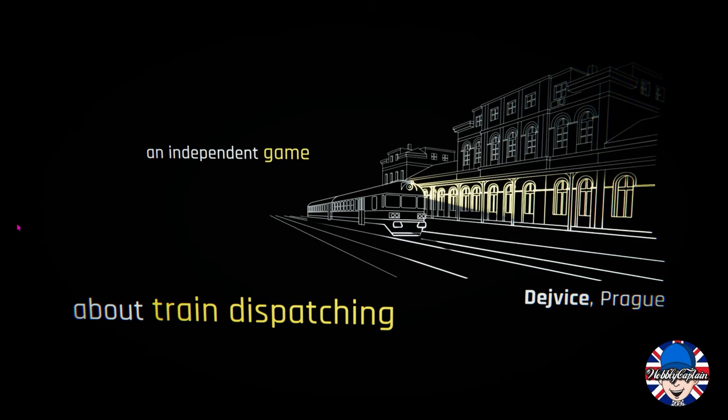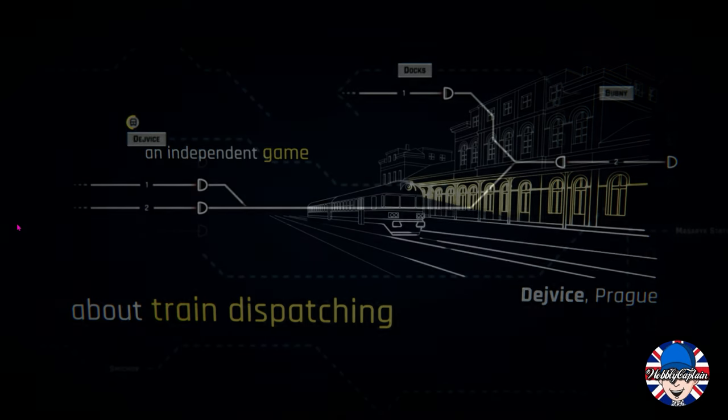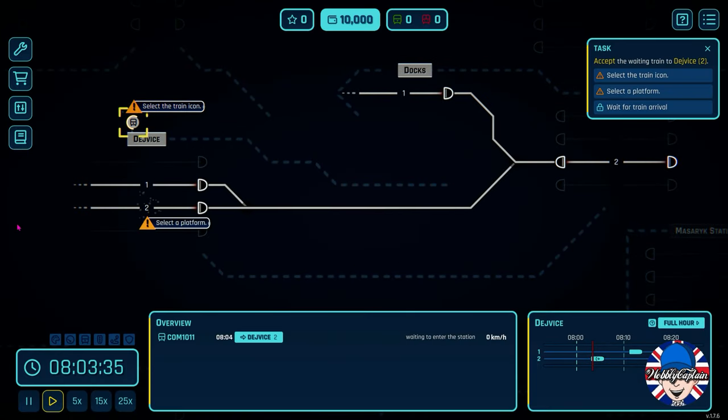Oh, what's that? Sounds like we've got a train approaching. We'd better get back to work. Oh, look! Davidsa Station has a circular train icon above it. That means that there's a train waiting to arrive. We better wave it through.